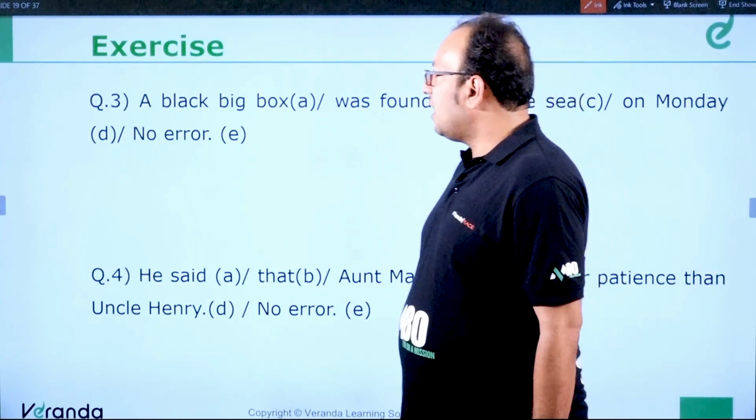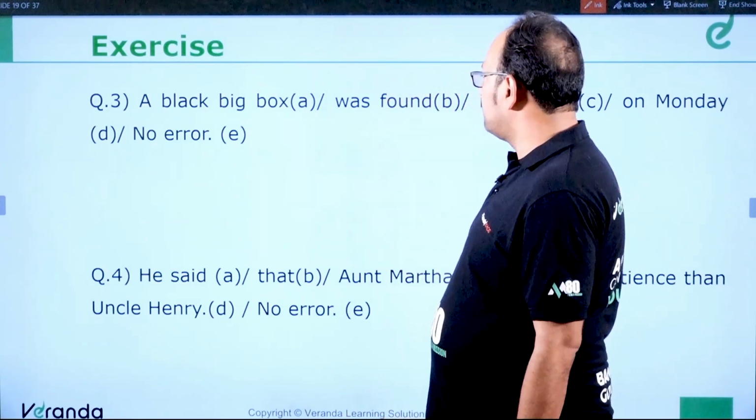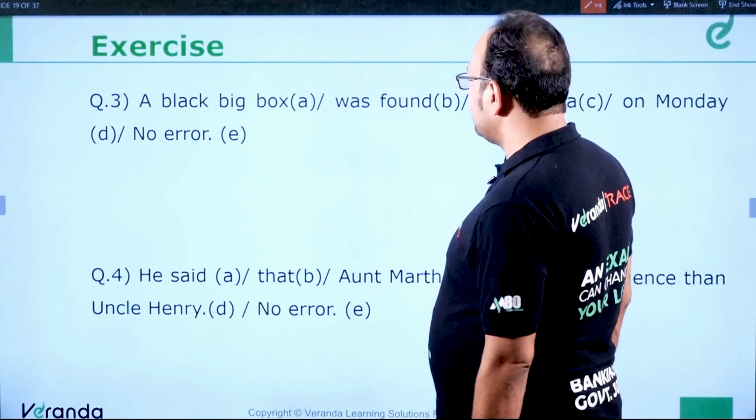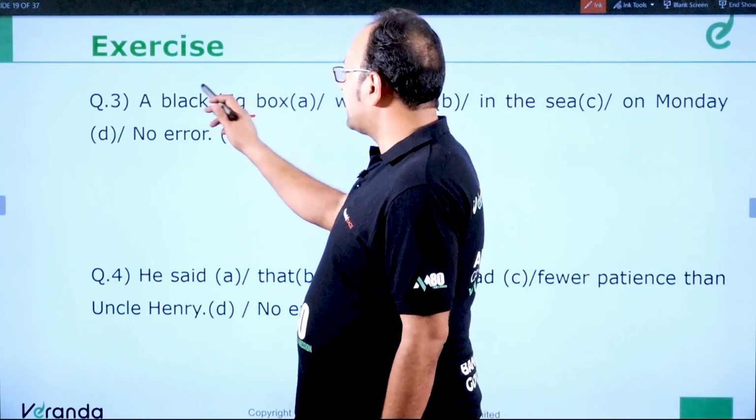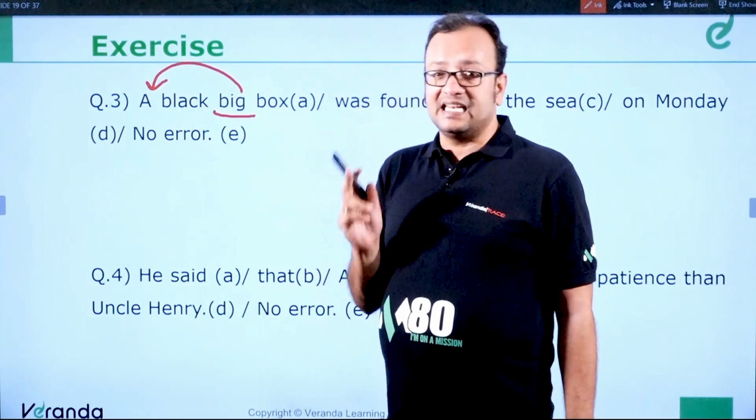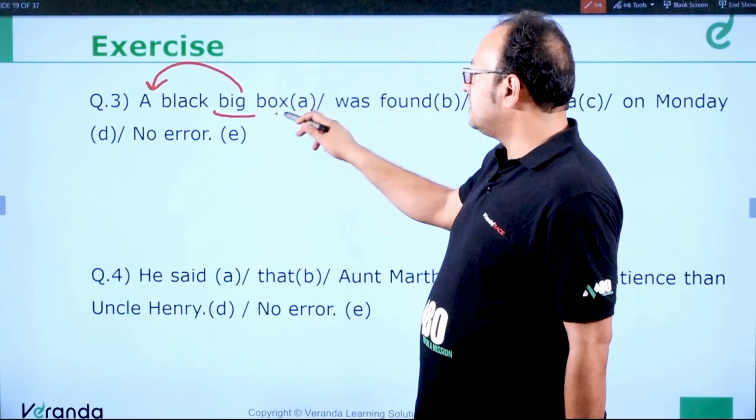Question number 3. A black big box was found in the sea on Monday. Big is size, black is color. So it will shift here. A big black box. SSACNM. Remember that rule? Error was in part A.